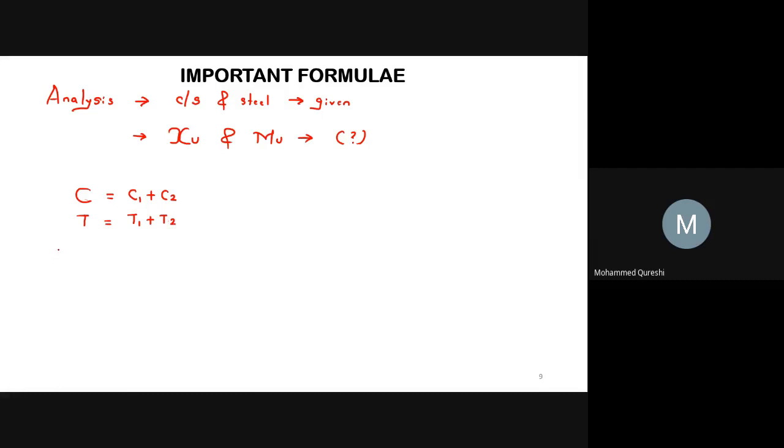So here we may write that total compression will be equal to total tension. That is, total compression is nothing but C1 plus C2, and total tension is T1 plus T2, equal to T. As we know, T equals T1 plus T2, and the value of T1 is 0.87 Fy Ast1, and the value of T2 equals 0.87 Fy Ast2. And what is Ast? Ast is nothing but Ast1 plus Ast2.